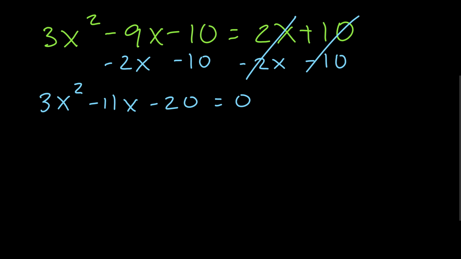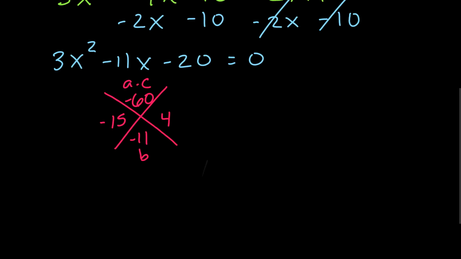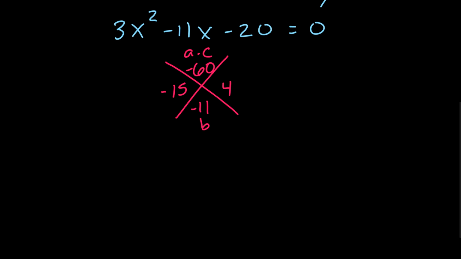Always look for the GCF. We don't have one, so what is A times C? And then B is, what times what is negative 60? Negative 15 times 4. So here is the other time where this goes wrong. I saw a lot of people on the quiz do this. Am I right? What did I do wrong?